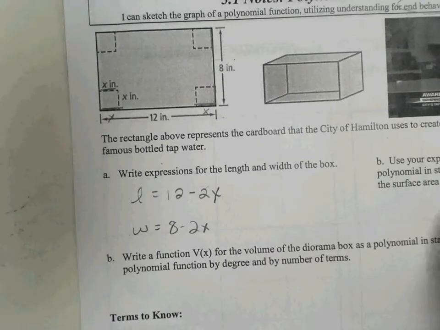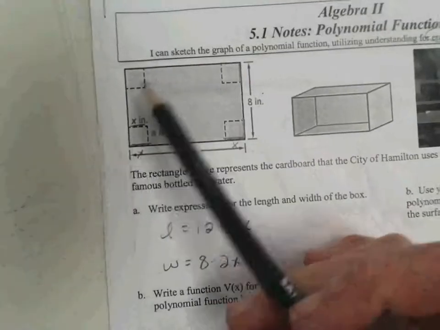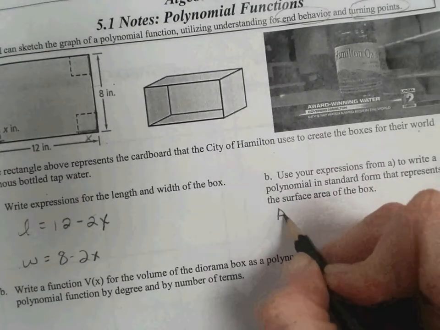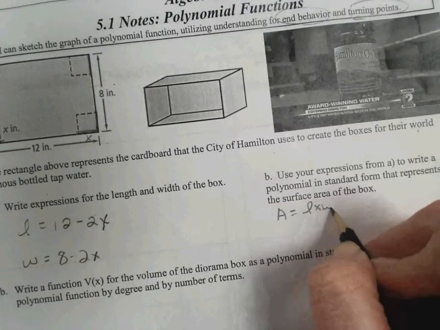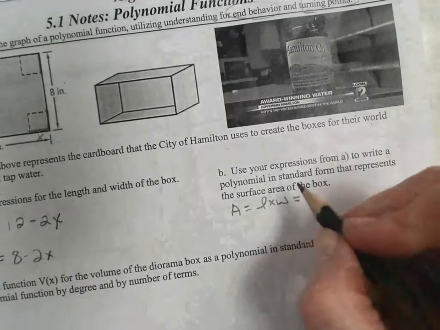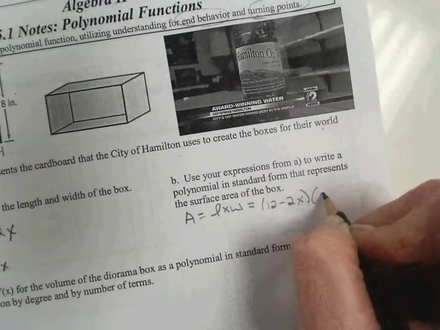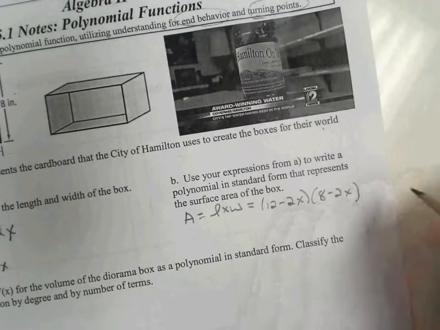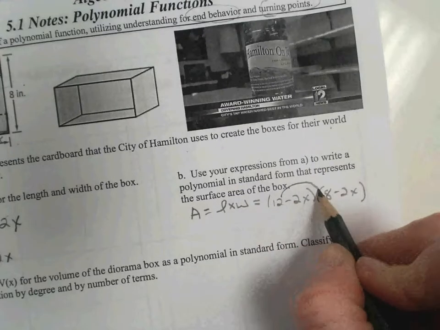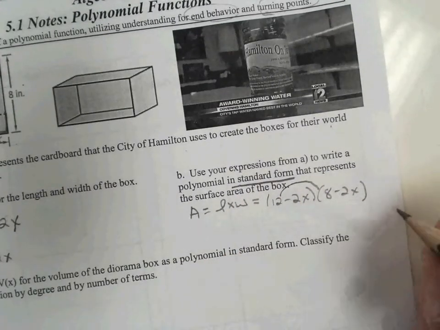Next question says to find the surface area of the box. Since it's laid flat, that makes it pretty easy for us. We can just find the area, which is length times width. And using the expressions that we wrote in part A, 12 minus 2x and 8 minus 2x, we would distribute because it says right in standard form. We know that that means there's no parentheses.